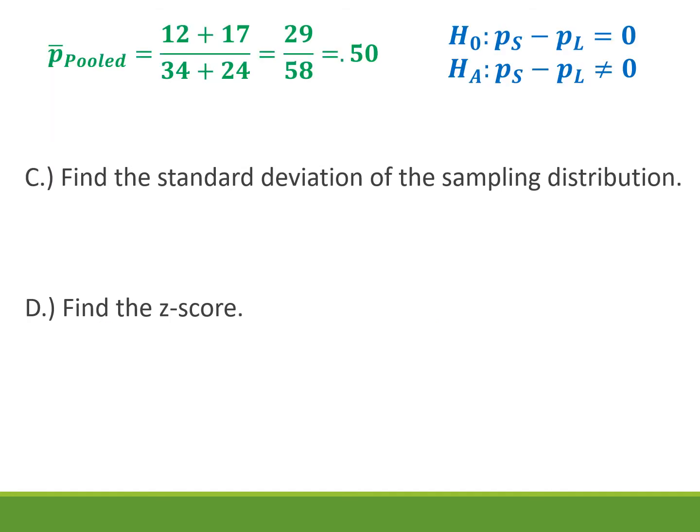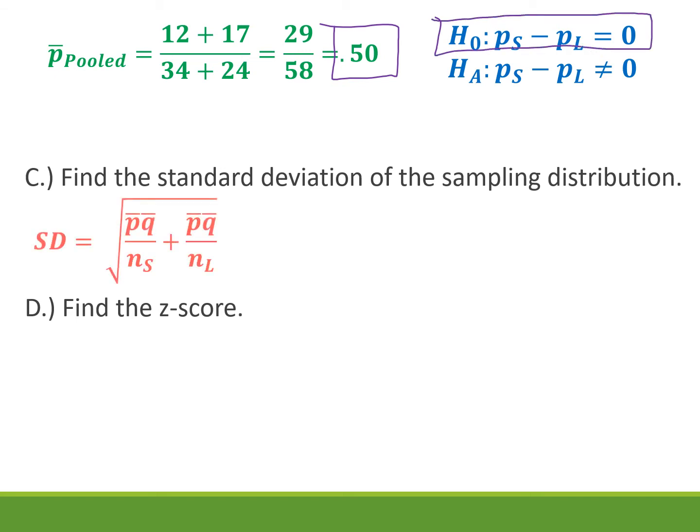So for a hypothesis test, we don't keep our fractions separate. So we don't have the 12 out of 34 for one p-hat and 17 out of 24 for the next p-hat. Instead, we just combine them all together and we get this single p-hat for all nursing homes. The reason we do that is because the null hypothesis is saying that these 2 proportions are actually the same. So we find the standard deviation.